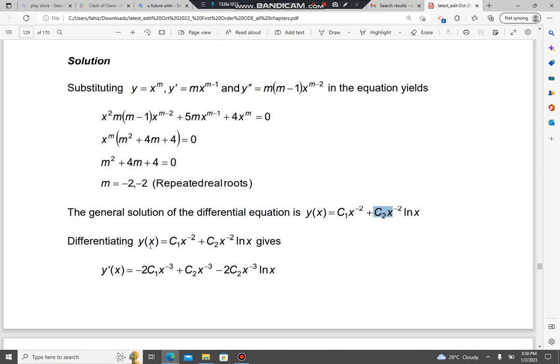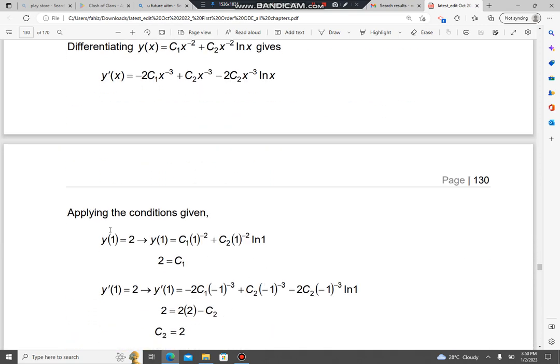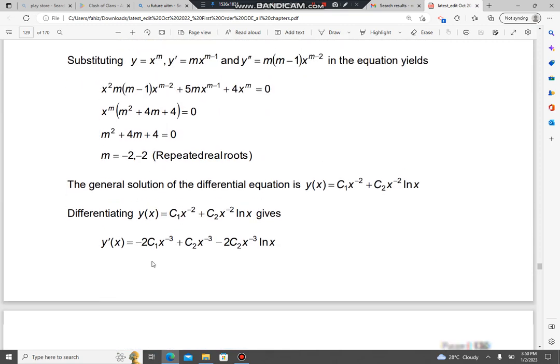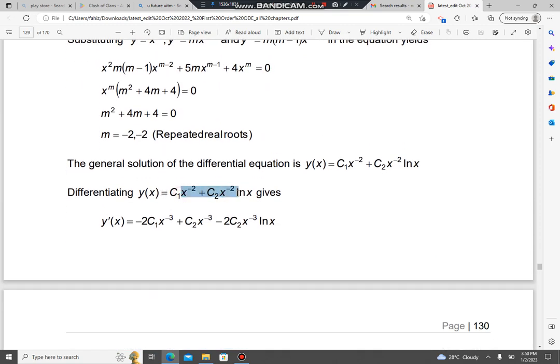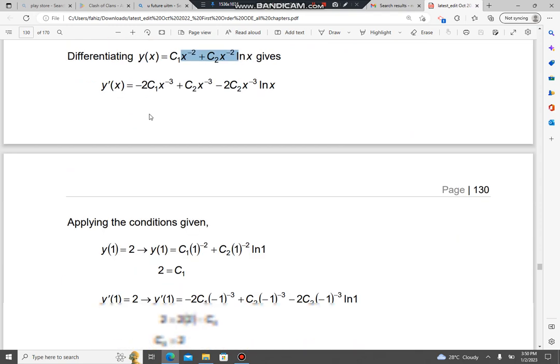So cara nak cari, kita dah ada first equation, y(x) tadi, c1 x^-2 plus c2 x^-2 ln x, and then you need to differentiate. Okay, differentiate sekali dapat -2 c1 x^-3 plus c2 x^-3 minus 2 c2 x^-3 ln x. Okay, after you differentiate, so we need to apply the condition. So kita dah ada dua condition kat sini, which are y(1) equals to 2 and y prime (1) equals to 2.